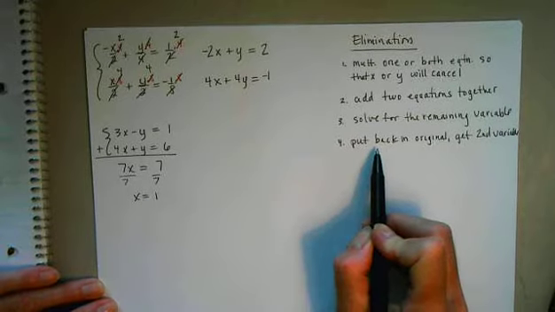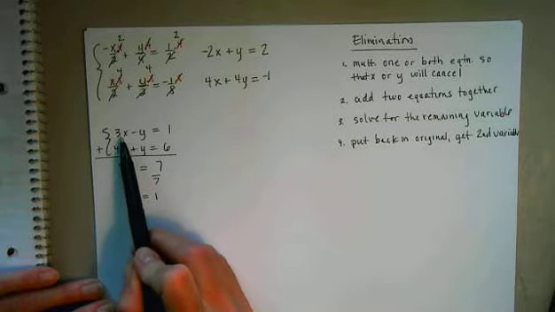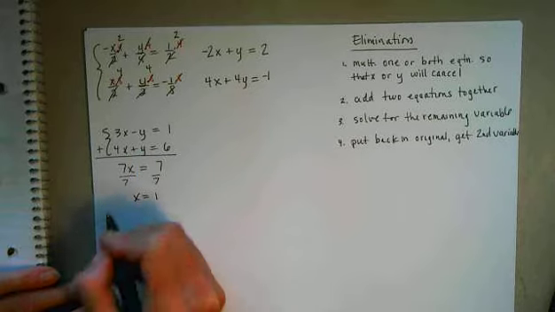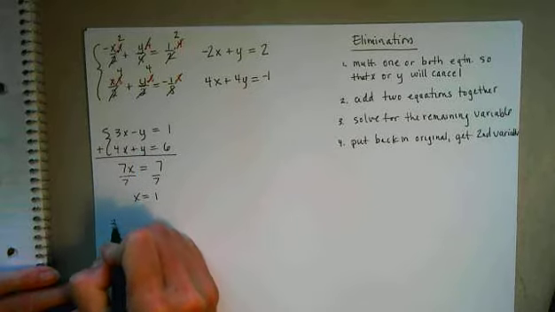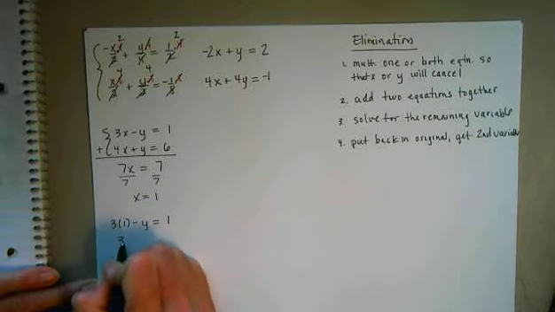Now I put that back in my original, one of the originals, to get your second variable. And if you want to check it, you could put it in both, and you should get the same y value in both cases. So I'll just put it in my top one. I'll put it in right there. I have 3 times 1 minus y equals 1.